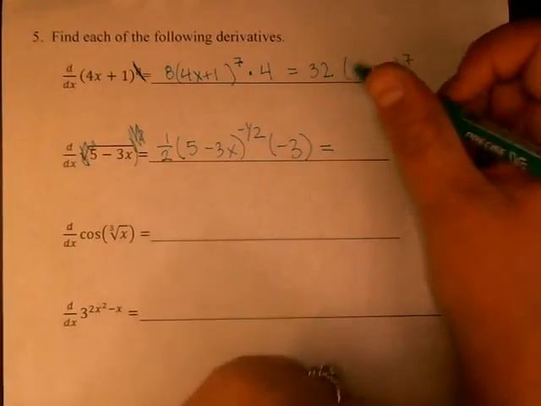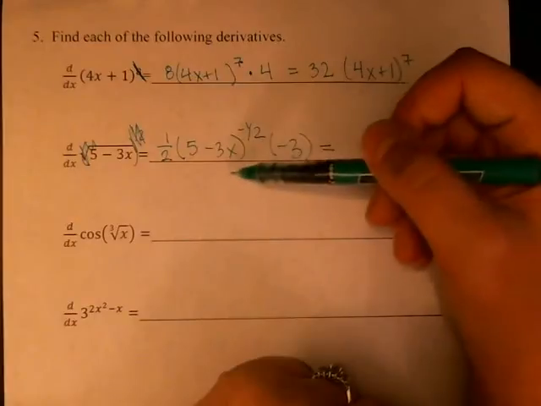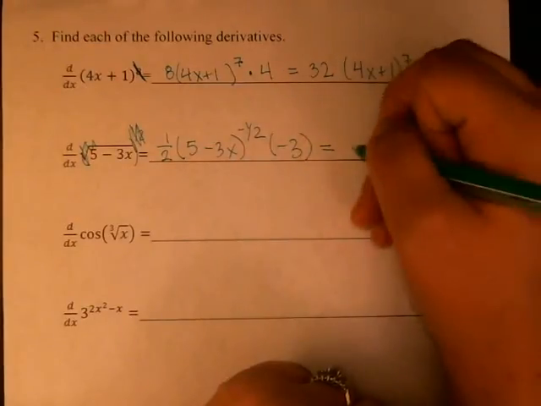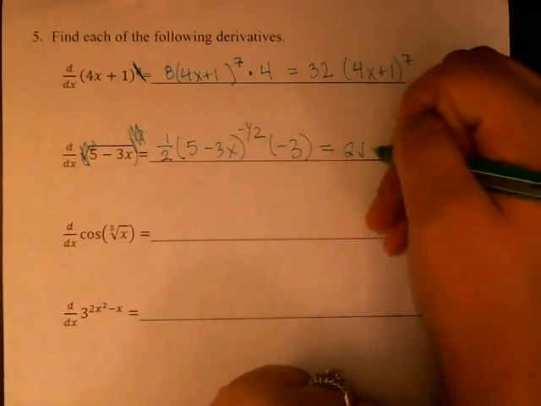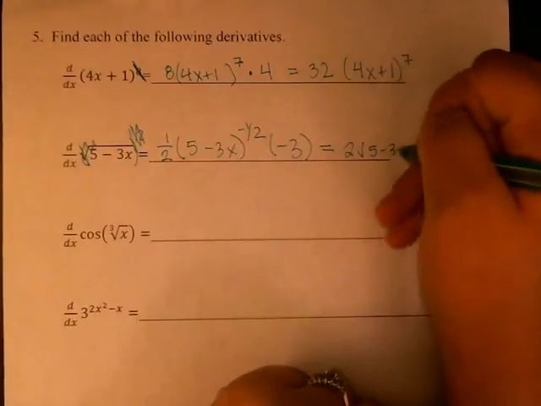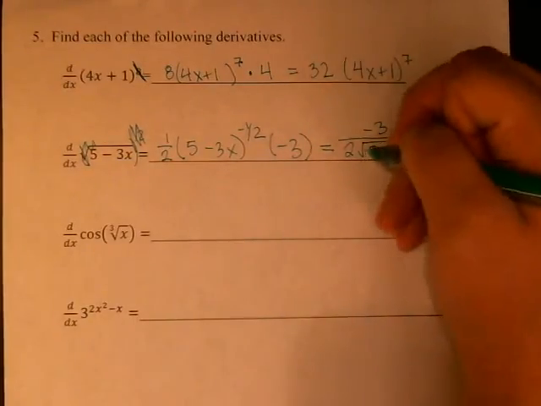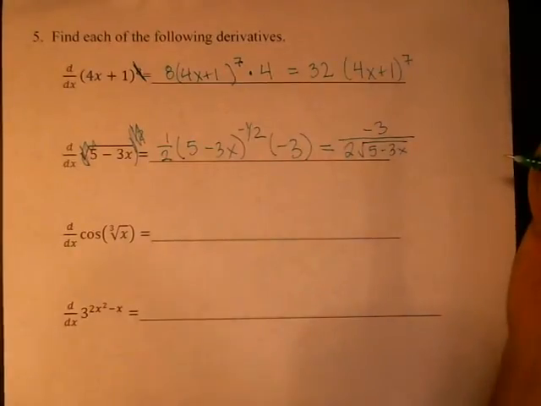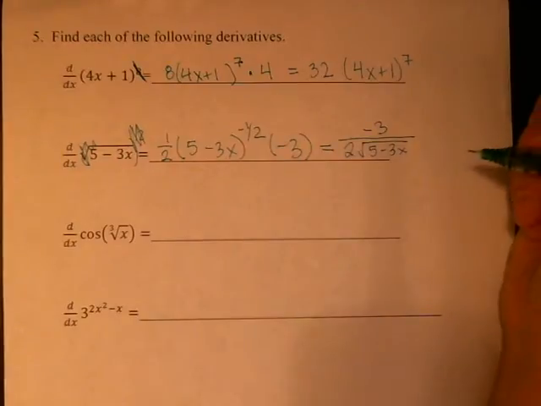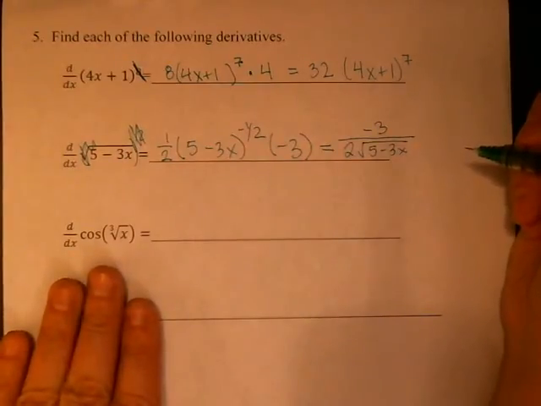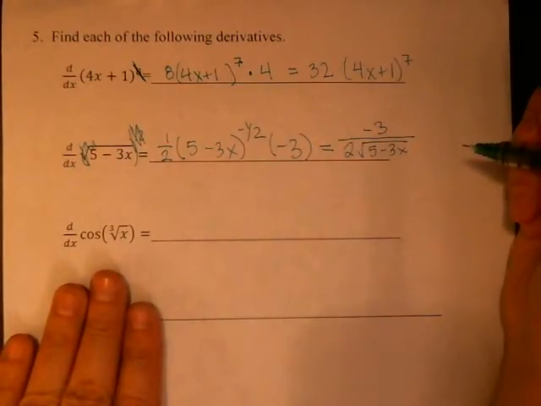So I'm going to make this a fraction. The 2 is going to go on the bottom, and the square root is going to go on the bottom. The negative 3 ends up on top. So I have a 2 times the square root of 5 minus 3x on the bottom and a negative 3 on top. I don't care if you rewrite that as the square root or not, but it shouldn't have the negative exponent. Okay, so now I have a cosine of a cube root of x.